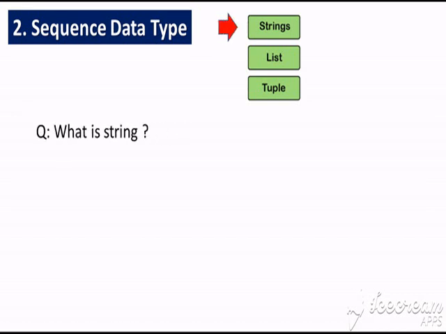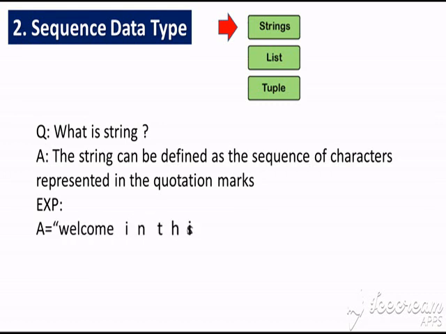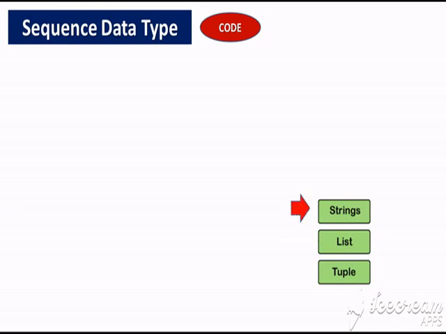What is a string? The question is in your mind, what is a string? String is basically defined as a sequence of characters represented in quote marks. Okay, example, if I write a is equal to in double inverted comma, you remember, in double inverted comma whatever you write will be treated as a string in Python. So I give welcome in this course, which will be a string for Python now, because it is written in double inverted comma. Okay, now code for a string.